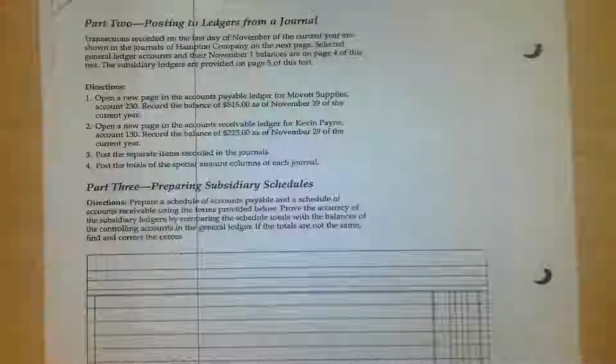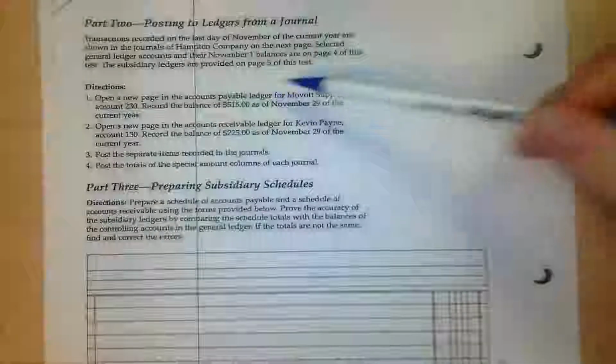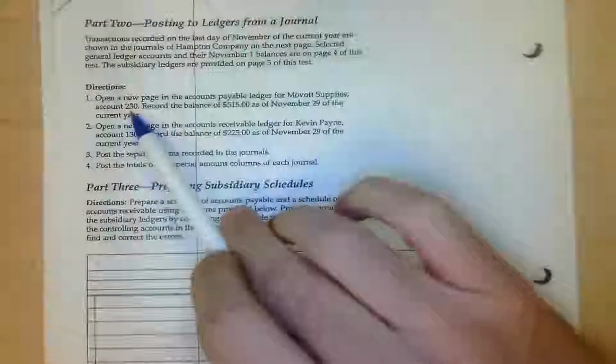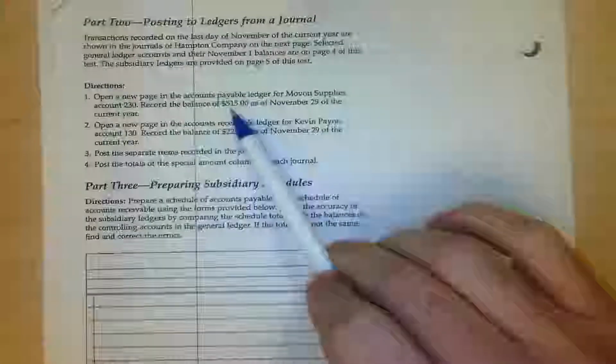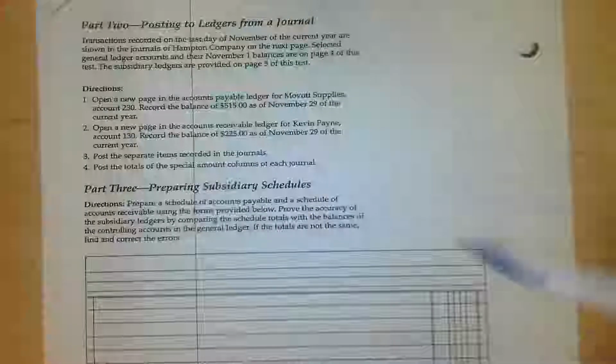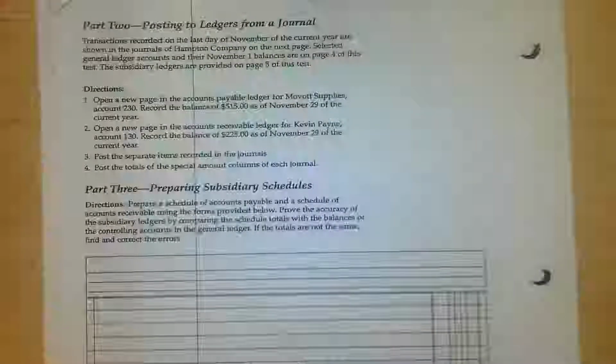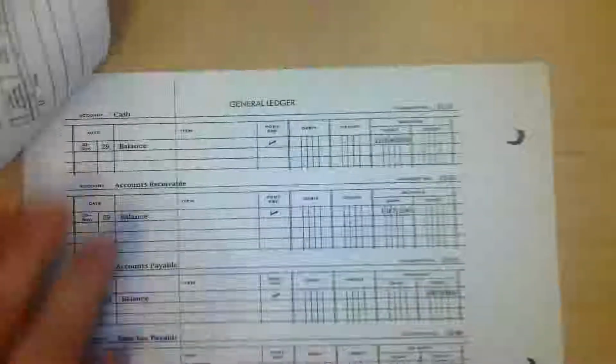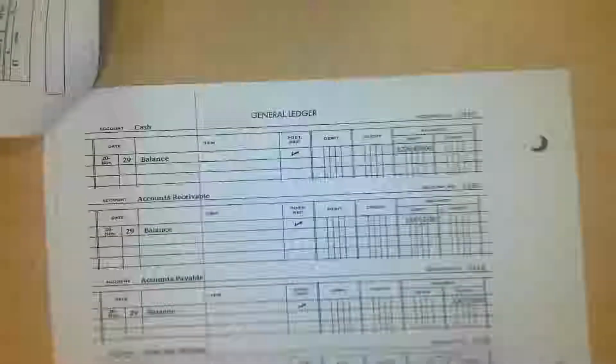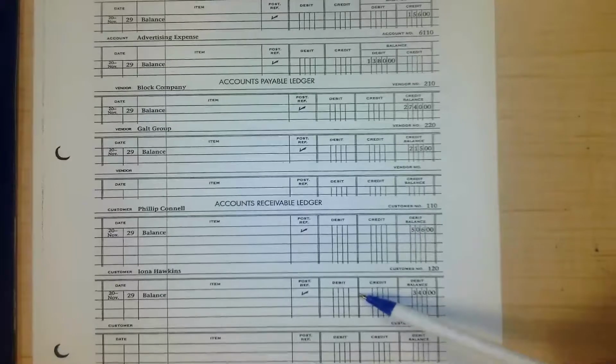Open a new page in the accounts payable ledger for Movet Supplies. It's going to be account 230, balance 515 on November 29th. So we're starting a new ledger account. You're going to go to your general ledgers. All of these are filled out. Flip over to the back, and that's where you will find your accounts payable ledgers and accounts receivable ledgers.